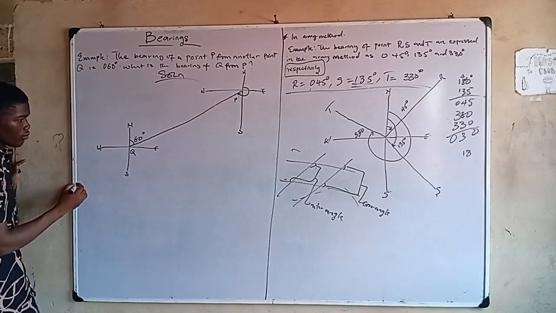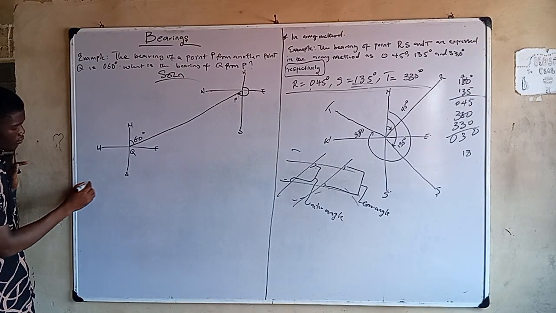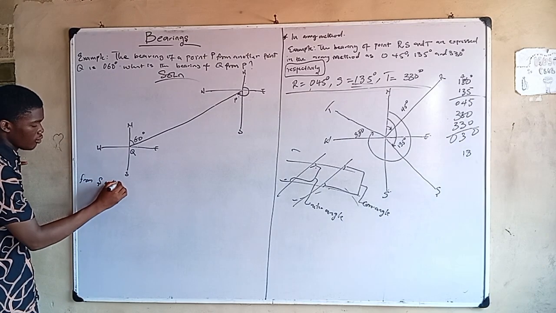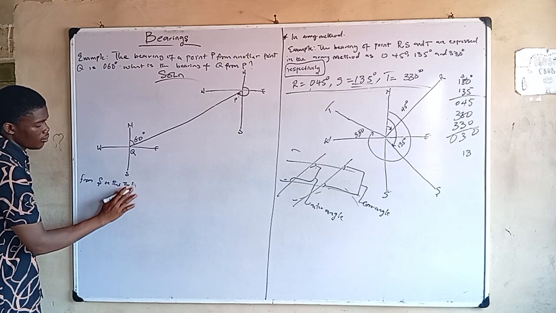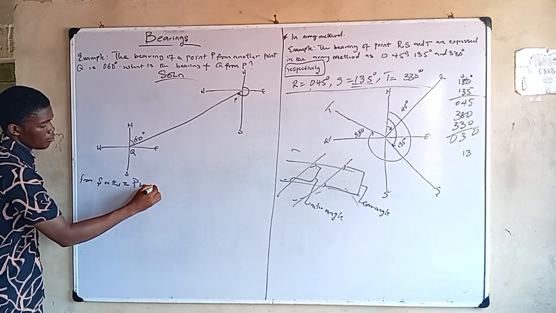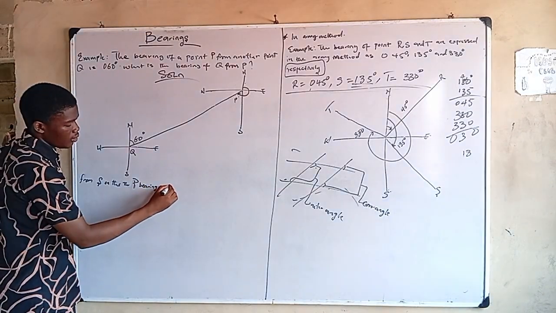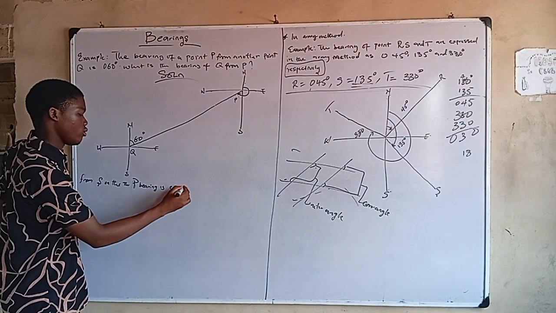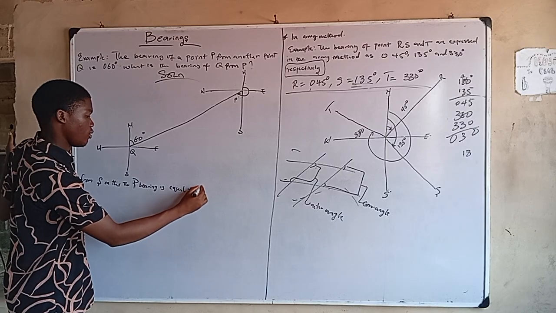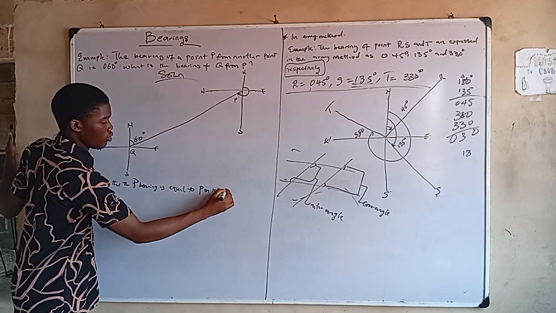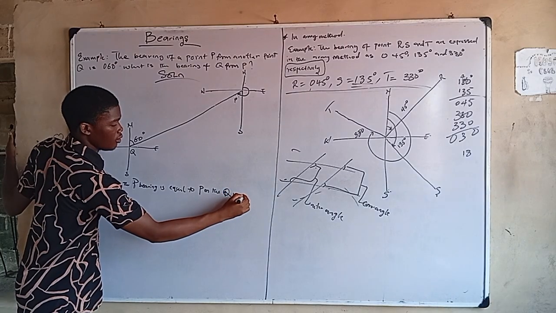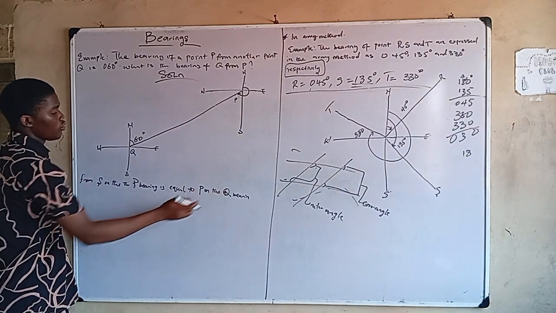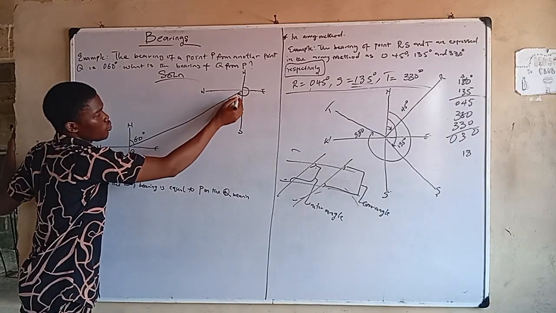From S, the P bearing is equal to the P on the Q bearing. So here is 60 and here is also 60.